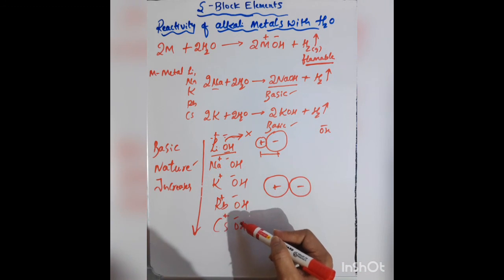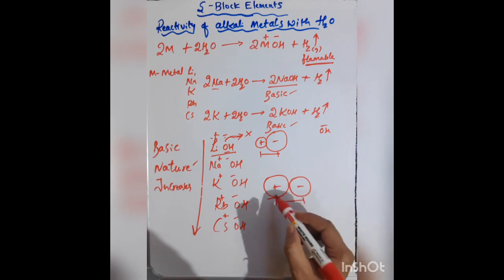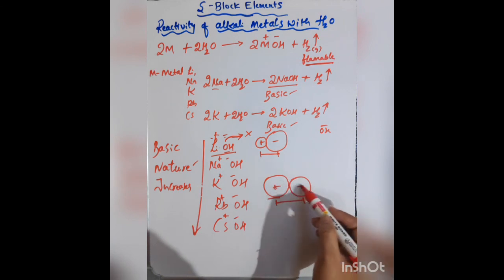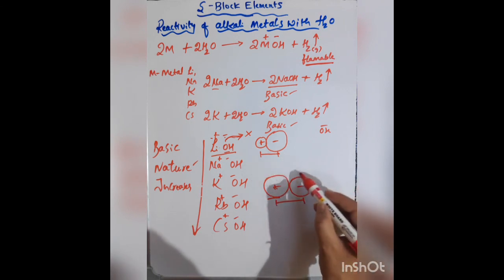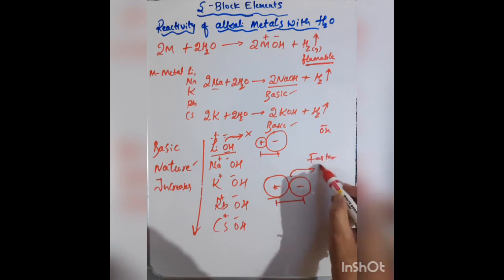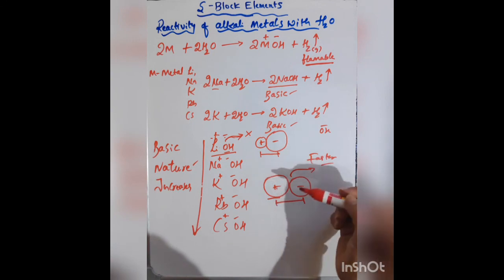In cesium hydroxide, the cation is larger. Because of that, the distance between the cation and anion is more. If the distance is more, attraction will be lesser. If attraction is lesser, OH minus will be given faster. If it is given faster, this is called a stronger base.